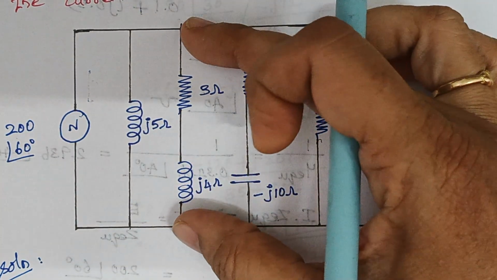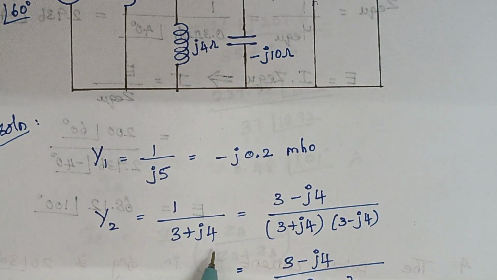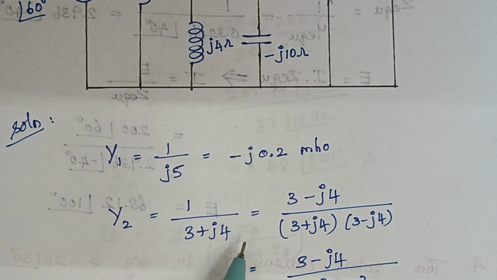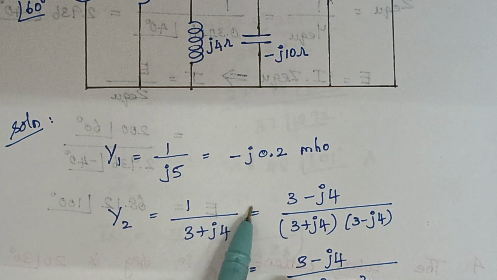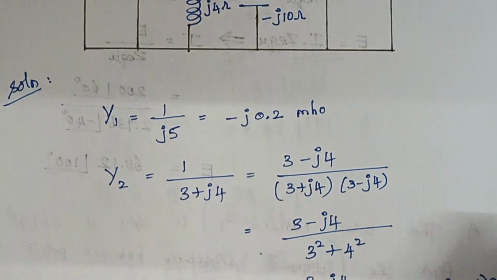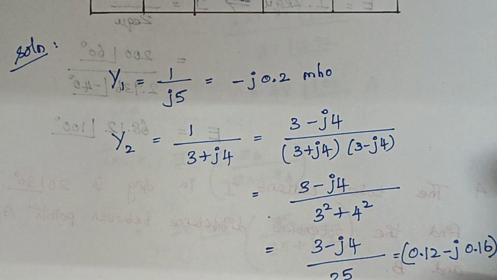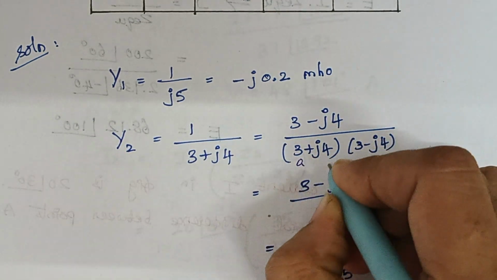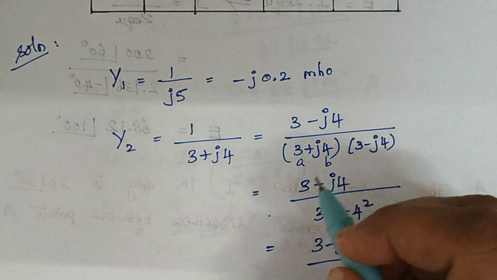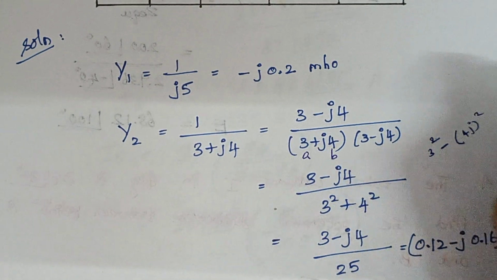The next thing is y2, which is 3 plus j4. So y2 is equal to 1 divided by 3 plus j4. Here we take the complex conjugate: change the sign of the term and multiply both numerator and denominator by it. So 1 into 3 minus j4, divided by 3 plus j4 into 3 minus j4. This follows the formula a plus b into a minus b, which gives a square minus b square. Here a is 3 and b is 4j, so a square is 3 square minus 4j the whole square.